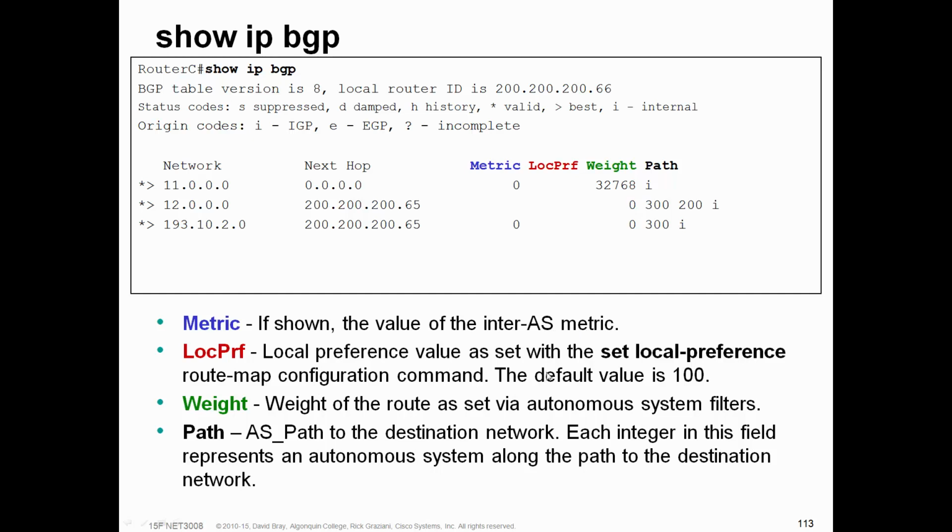The local preference is going to be set with different possible commands, commonly with the set local preference route map command, and the default for local pref is 100, or it may not be used at all. Weight is a Cisco aspect only known to Cisco routers, and this is again going to be discussed in more detail later. Path we've already talked about. This is the AS path, and remember that each integer value here represents an AS number that's along the path that must be transited in order to reach the destination network.